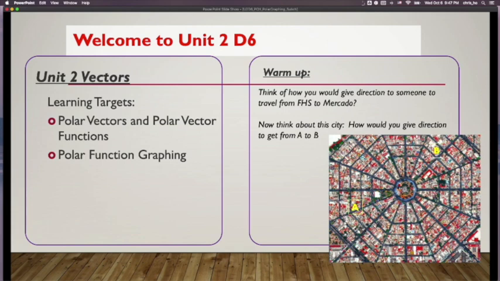So you notice that the directions you give are going to be quite different from our normal sense of direction, which is going north-south or east-west, turn right, turn left, and so on. So the polar graphing or polar notation is similar in the sense that it requires a different way of describing locations.